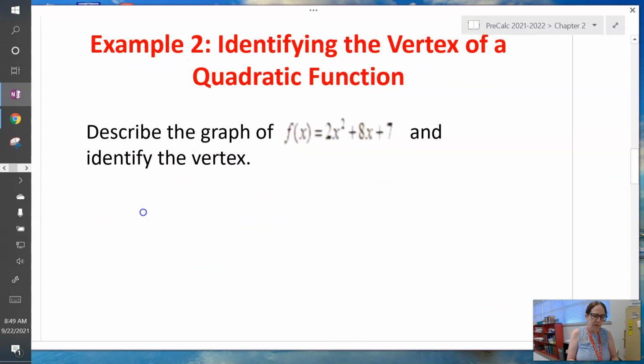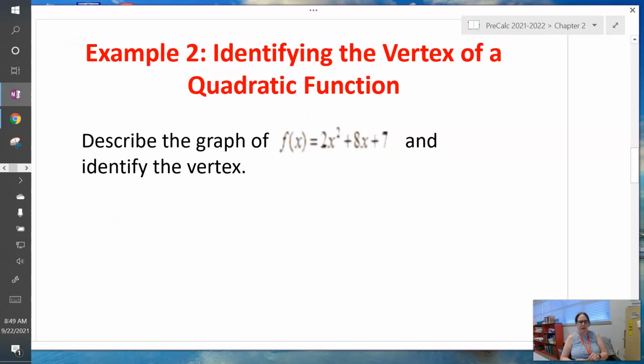All right, next thing we're going to do is we're going to identify the vertex of a quadratic function. And they've written the function in the form of 2x squared plus 8x plus 7. Now, normally we would call that standard form, but your book doesn't do that. So what we need to do to find the vertex is we need to find h and k. Because that's where my vertex is going to be. It's going to be at the coordinates h, k. And my strategy for this is to complete the square.